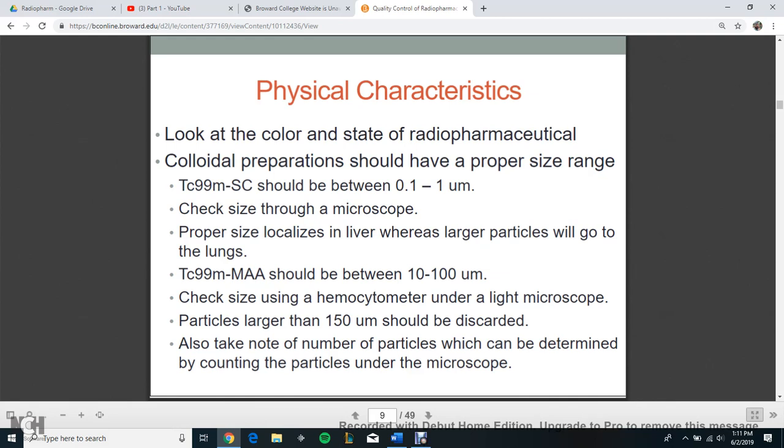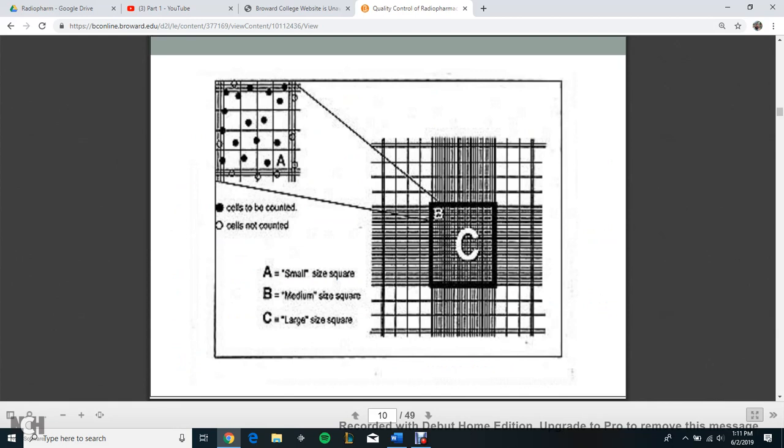Technetium-99m MAA should be between 10 and 100 micrometers. Check size using a hemocytometer under a light microscope. Particles larger than 150 micrometers should be discarded. Also take note of the number of particles, which can be determined by counting the particles under the microscope. You can see here in the image how to count the cells, which cells are counted and which ones aren't.